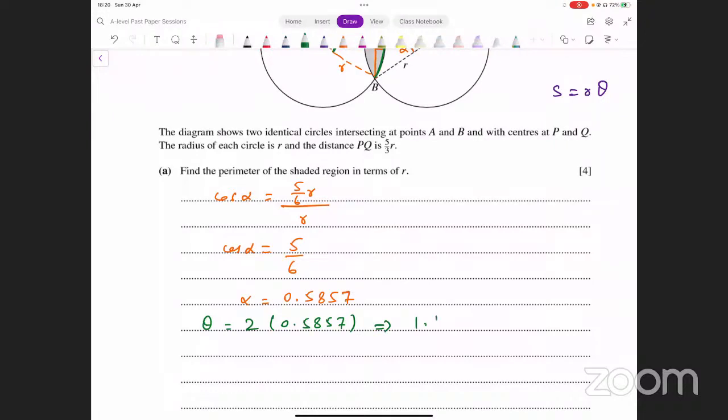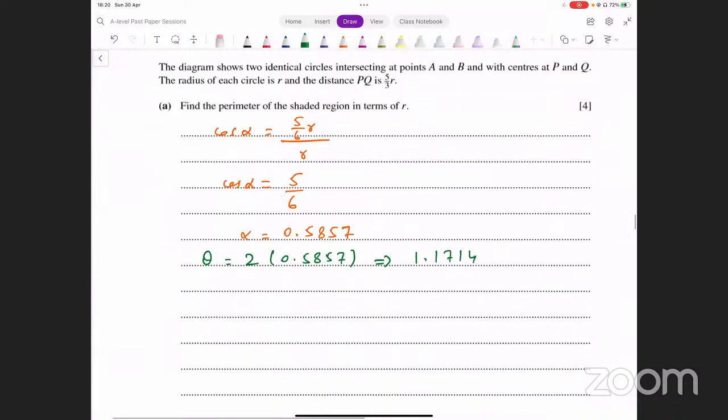And that gives us 1.1714. This is the value of theta that I'm getting. ठीक है, अब एक आर्क की लेंथ निकाल लें, कोई भी एक आर्क, लेट्स से आर्क AB, दोनों आर्क AB हैं वैसे तो, एक की हम लेंथ निकाल लें पहले.